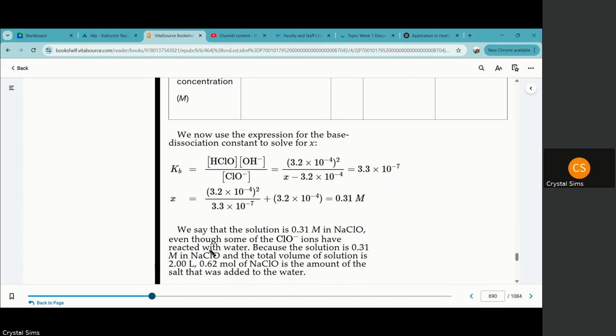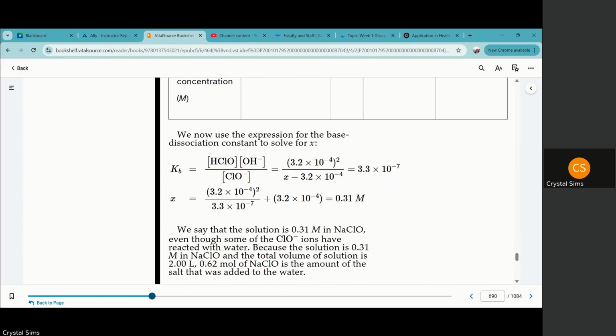So make sure you don't skip that final step. If you're given any amount other than 1, you've got to multiply your molar concentration by the amount of water. Okay, so if it's less than 1 or greater than 1, you've got to multiply that molar concentration by the amount. All right, so that was 16.16.